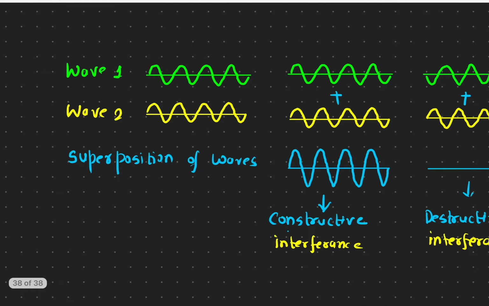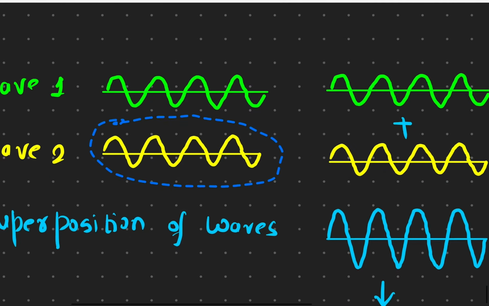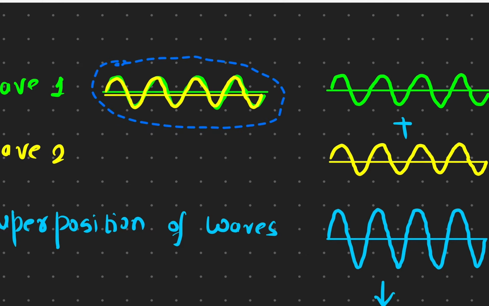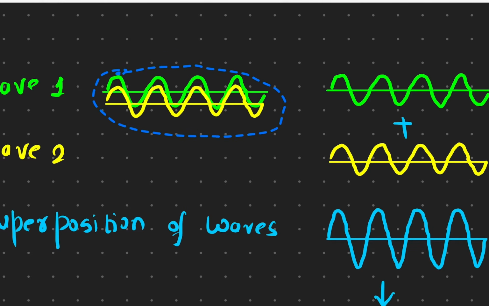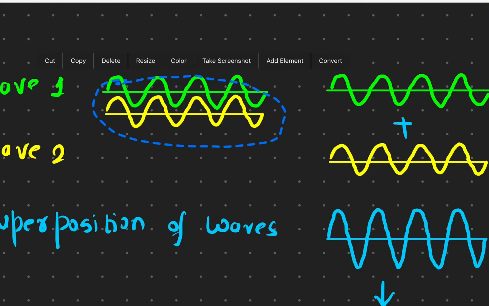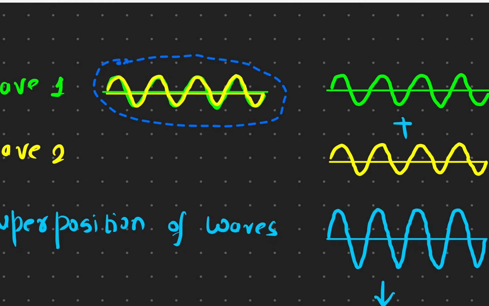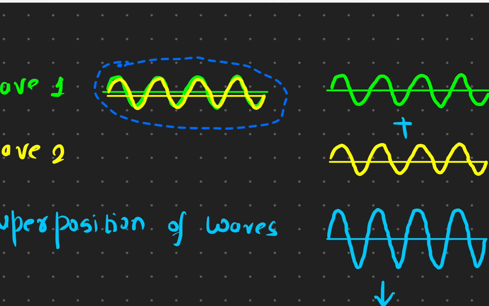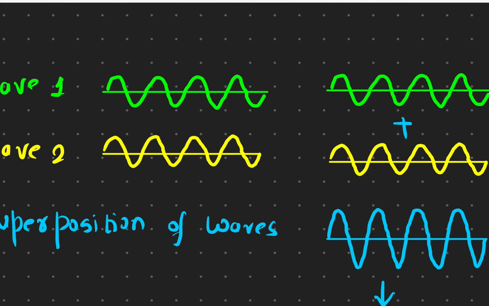So, for example, if I have these two waves added together, perfectly like this, when the two waves exactly overlap each other, you add this peak and this peak together. What will happen if I add them together? The resultant wave would be bigger.